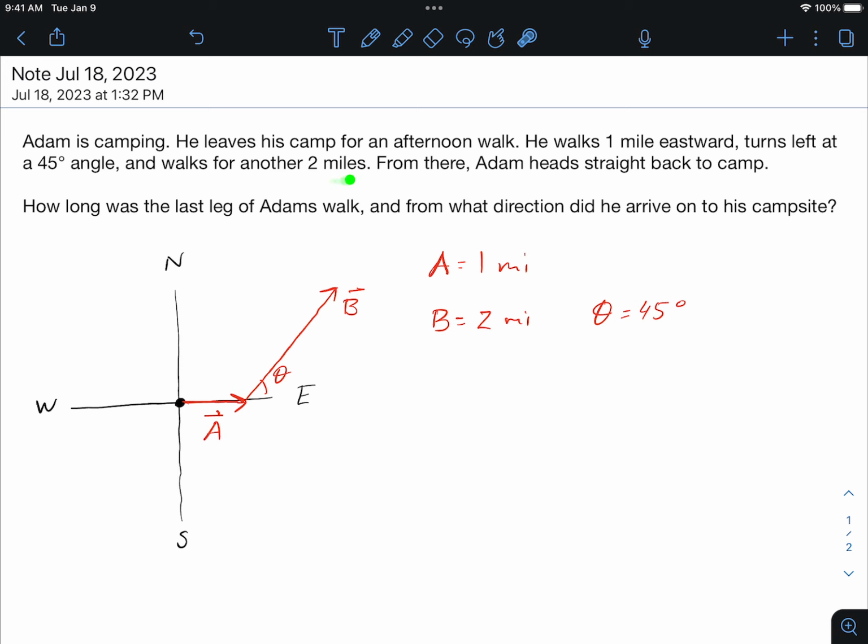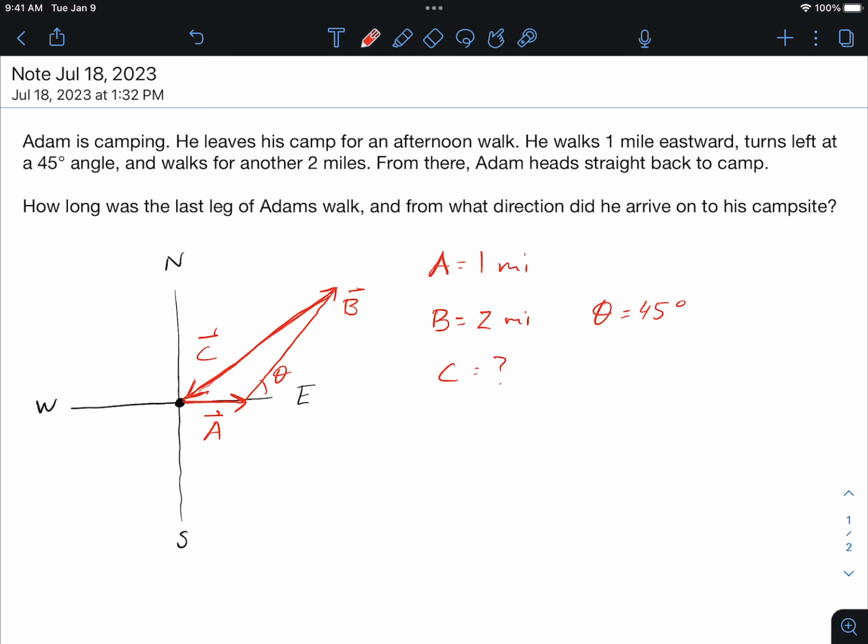Okay, so he walked for another 2 miles. He's now here, and from there, Adam heads straight back to camp. So he goes over here, and he goes straight back to camp. So here's my vector C. He goes straight back to camp, and I don't really know anything about C, right?